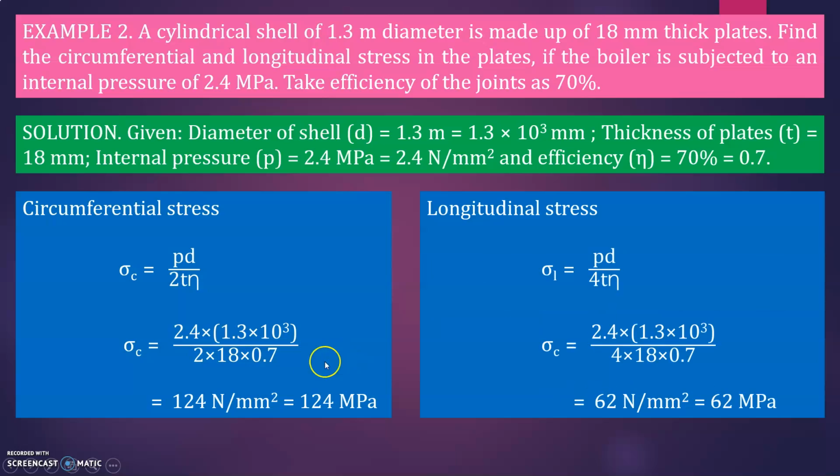So longitudinal stress is equal to PD divided by 4T nu. That is 2.4 into 1.3 into 10 raised to 3, divided by 4 into thickness 18 mm and efficiency 0.7. So you get 62 Newton per mm square or 62 MPa. You can see here, longitudinal stress is half of the circumferential stress. This is the way to directly calculate the longitudinal and circumferential stresses.